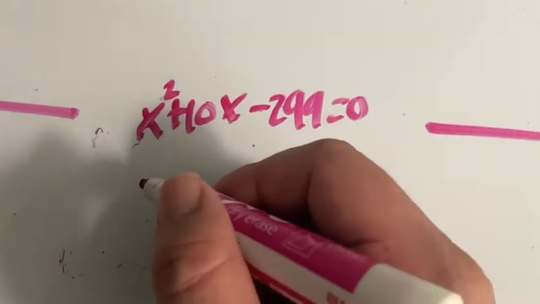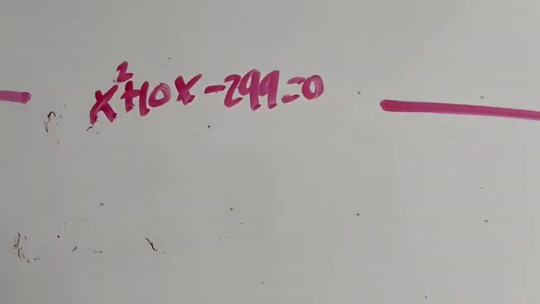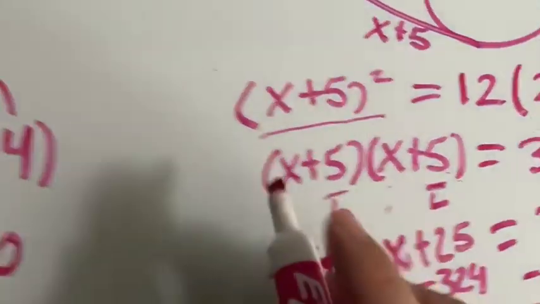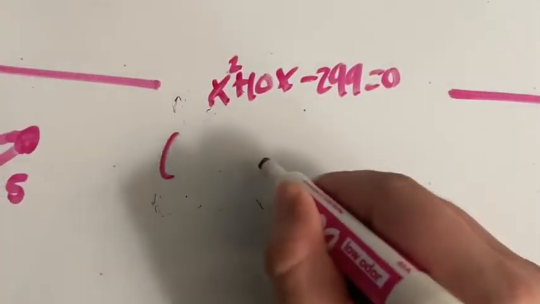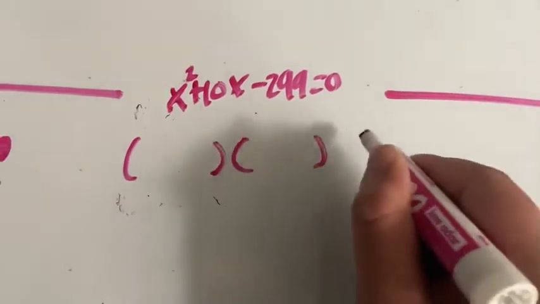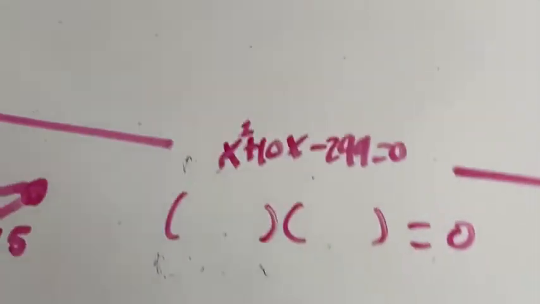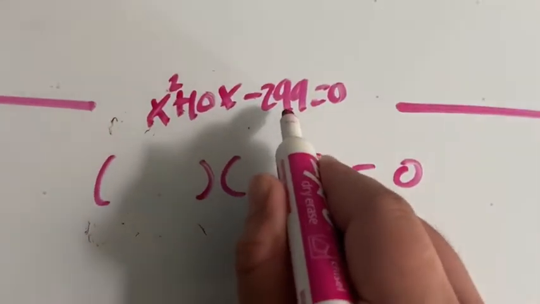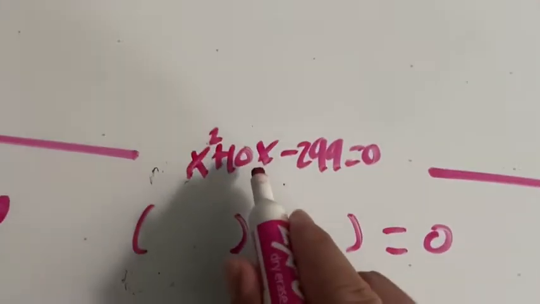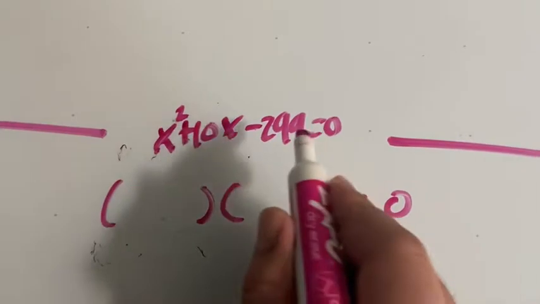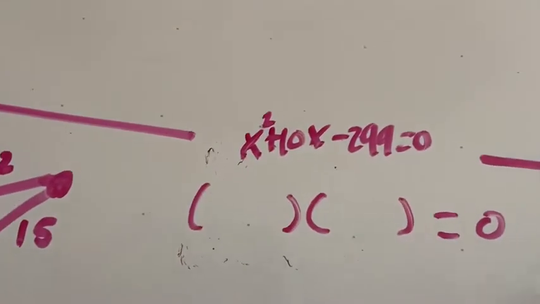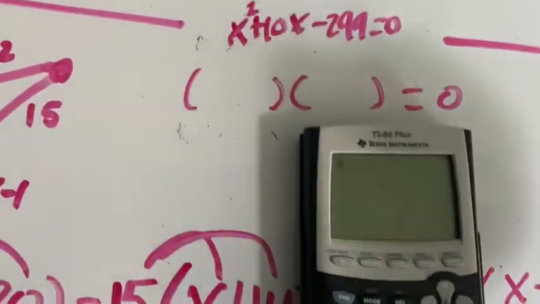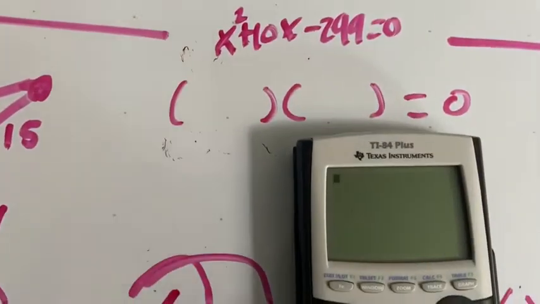Now we have to simplify this in a manner that looks similar to this. And what I mean by that is we're going to have two parentheses that are going to equal 0, okay? We have to think of multiples of 299 that add up to 10, okay? Which is difficult to some extent, but just try guess and check at first initially, right?